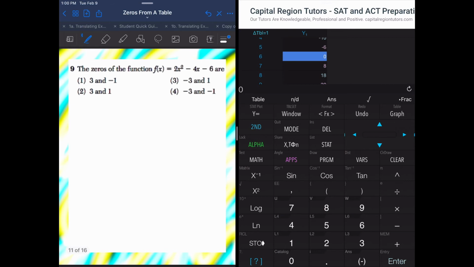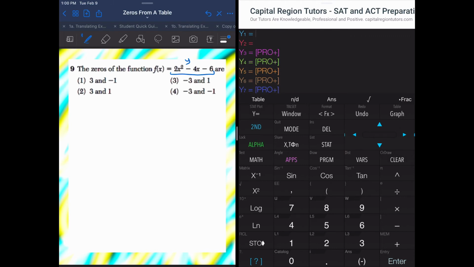Okay, why don't you try this one on your own again? You're just typing this into y equals and hitting second graph.